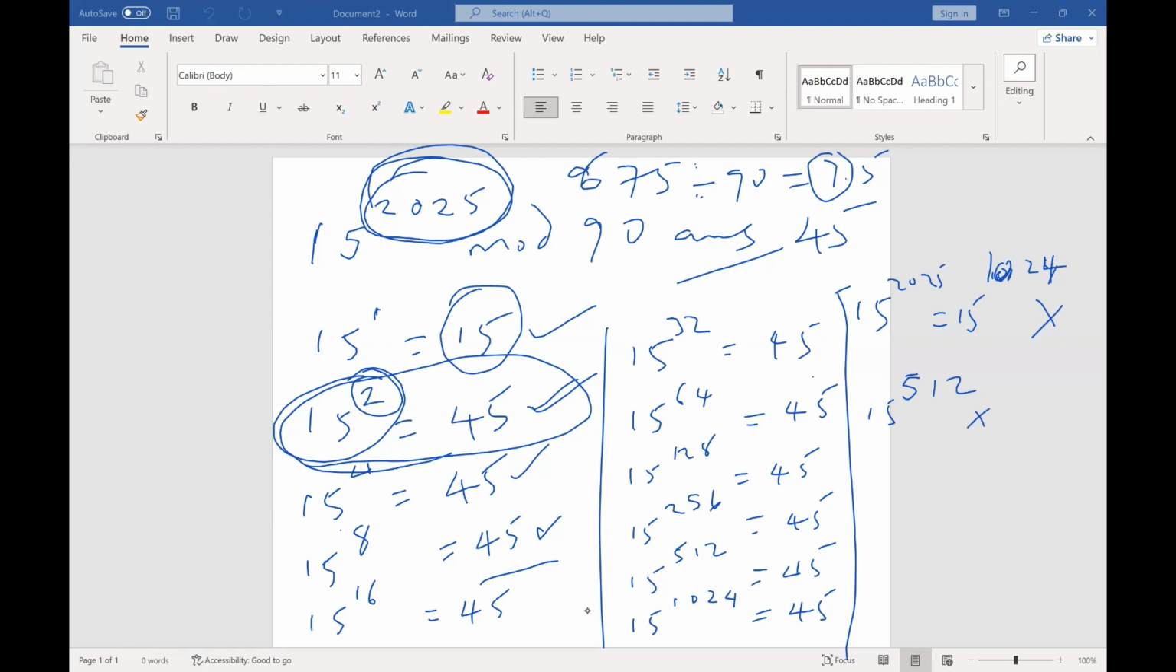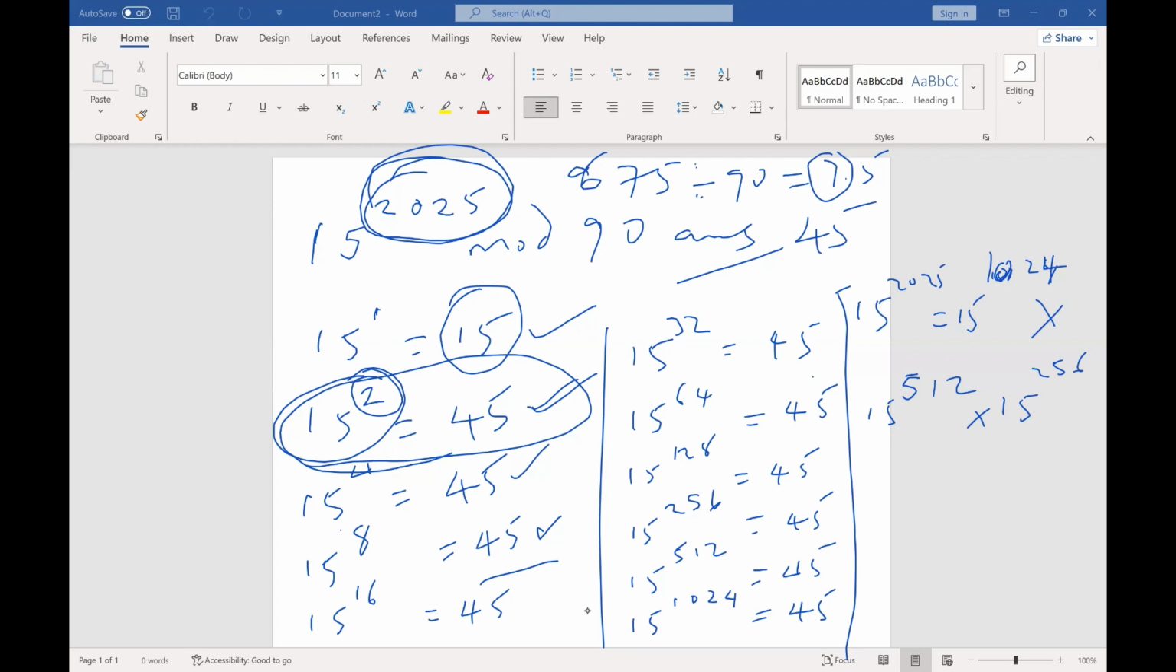Now, what is left? We were left with 1001. We've taken care of 512. We are left with 489. The power of 489, we don't have it. The closest one we have is 256. So 15 to the power 256. So that reduces to what? We are now left with 233.